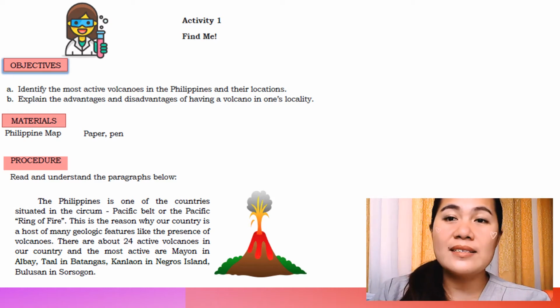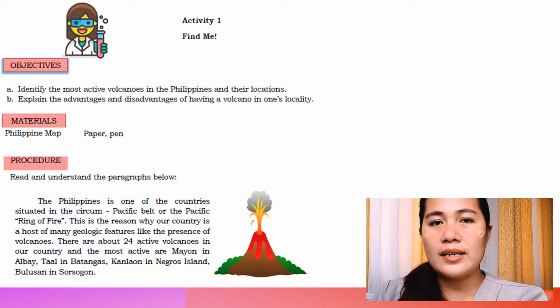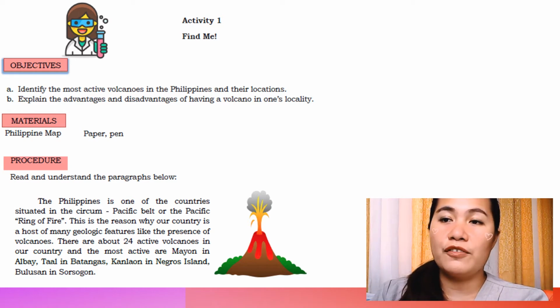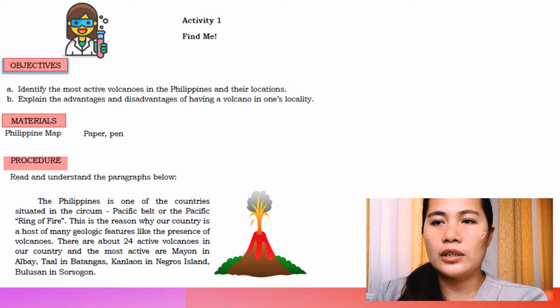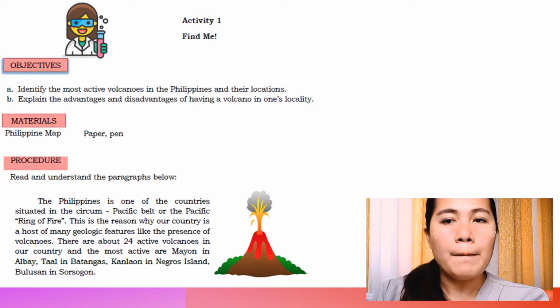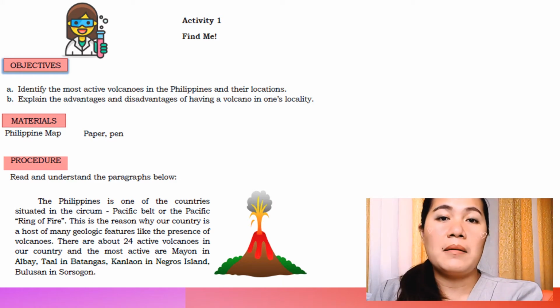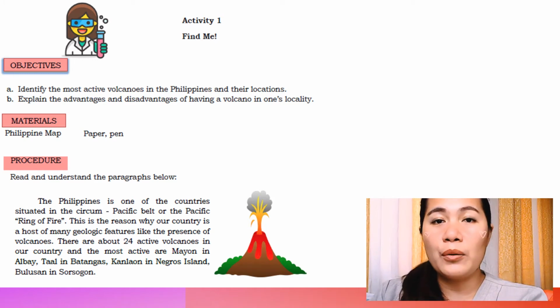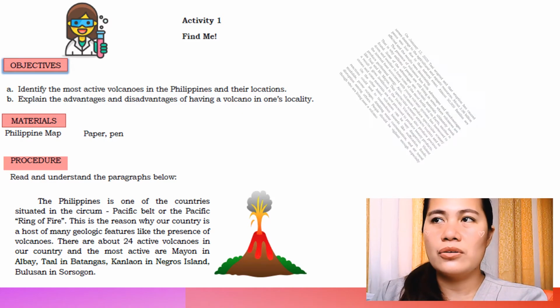The Philippines is one of the countries situated in the Circum-Pacific Belt, or the Pacific Ring of Fire. This is the reason why our country is a host of many geologic features like the presence of volcanoes. There are about 24 active volcanoes in our country, and the most active are Mayon, found in Albay, Taal, found in Batangas, Canlaon, found in our neighboring island, Negros Island, and Bulusan in Sorsogon.